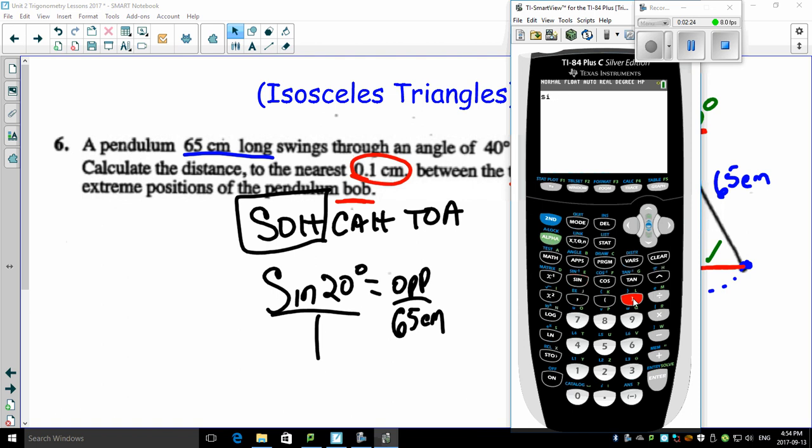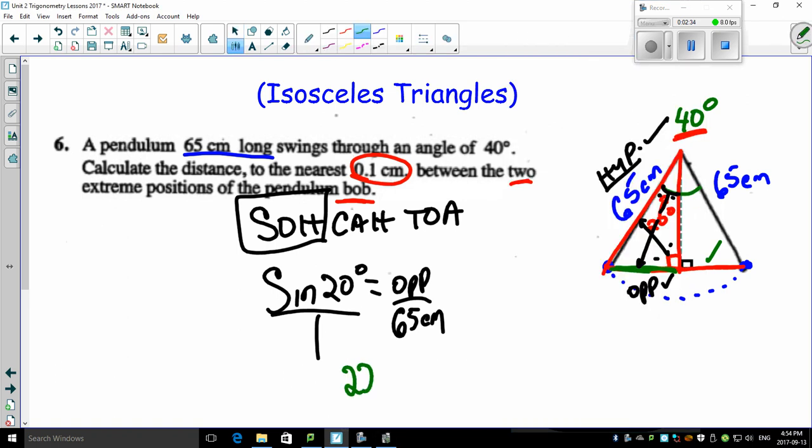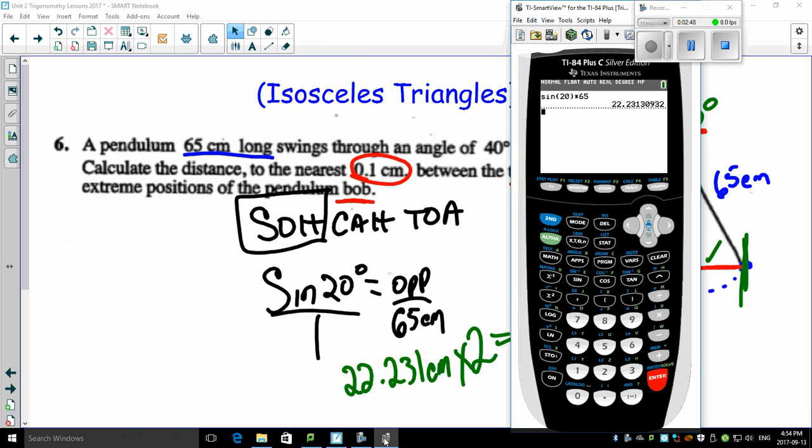Sine of 20 bracket times 65, and I've got this to 22.231, and you know what, I'm going to put down 22.231 centimeters because that in fact is this distance here. Doubling it, timesing it by 2, gives me the entire distance from here to here. So let's go into our calculator. And the reason why I used 22.231 is because I don't want this to be a rounding issue, right? So leave everything on there, round at the end.